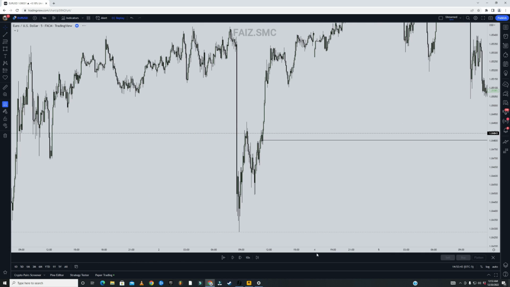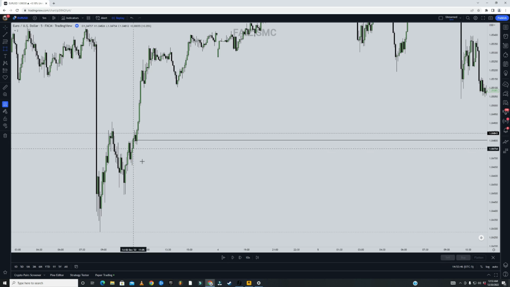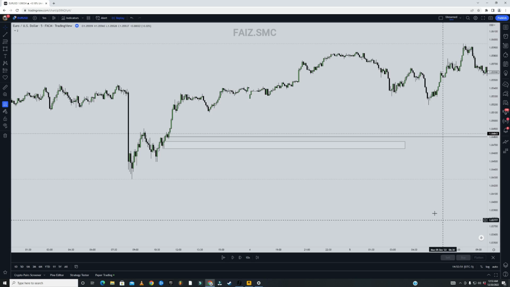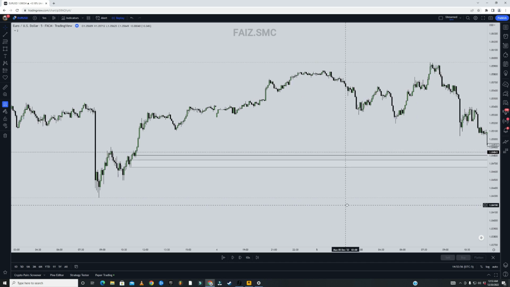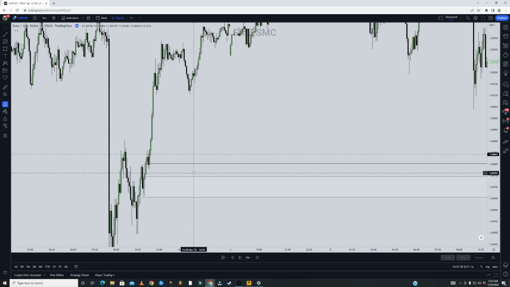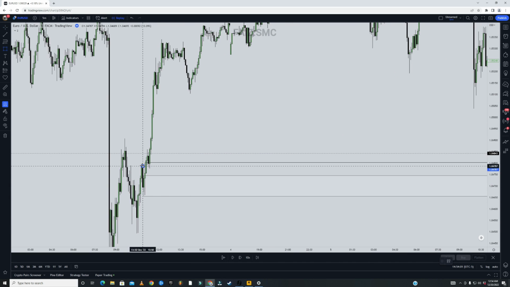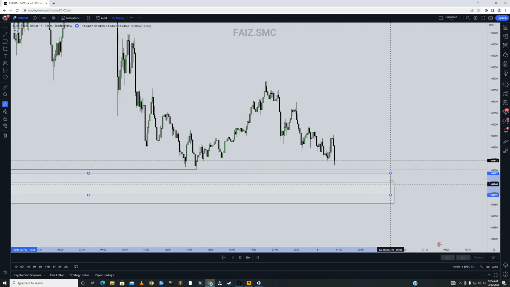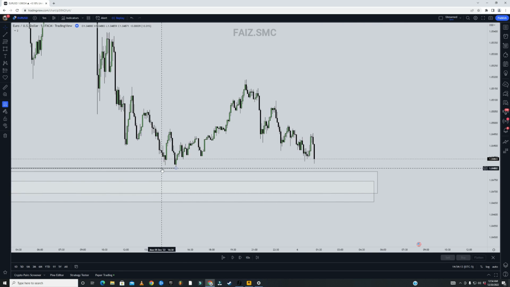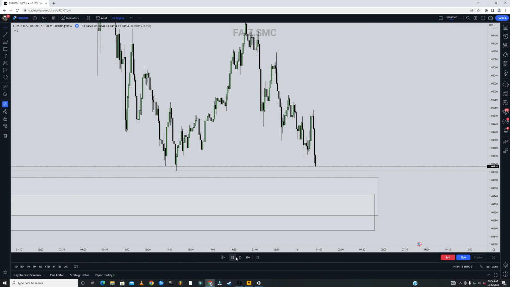Okay. So we got this small fair value gap plus OB right here. So I'm going to mark this out, right? Very simple. And we also got this black candle. I could consider it a demand zone, right? So let's see how this plays out. We got this level right here. Let's see.